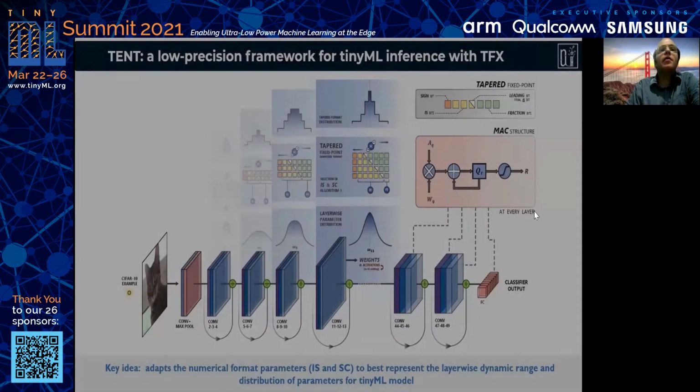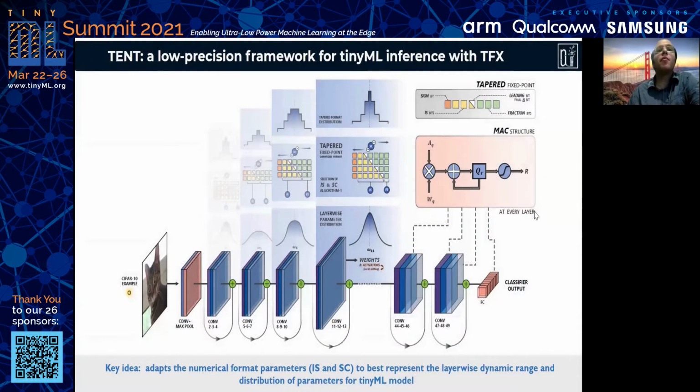To evaluate the efficacy of tapered fixed point format for tinyML models, we develop a framework where at the first step, the numerical format parameters IS and SC are selected to best represent the layer-wise dynamic range and distribution of parameters for the tinyML model. We use the dynamic range of the tinyML model parameters in each layer as a metric for this selection. After this step, the weights and activations in 32-bit floats are quantized to the low-precision tapered fixed point format, upon which the exact dot product operation and activation function are then carried out.